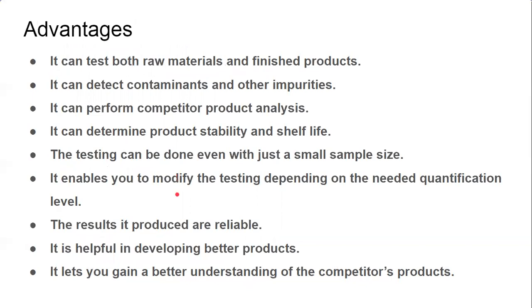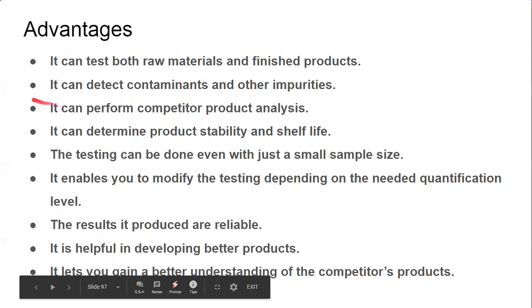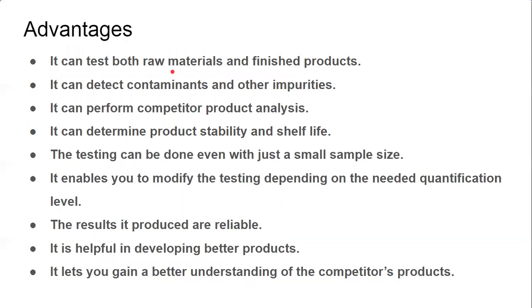What are the advantages of HPLC over the remaining techniques? It can test both raw material and finished products. Raw material means the starting material, and finished product means the final product yield. It can detect contaminants and other impurities, particularly in food or in blood. It can perform competitor product analysis, which means we can quantify the amount of a substance by comparing its chromatogram with a standard. And it can determine the product stability and shelf life.